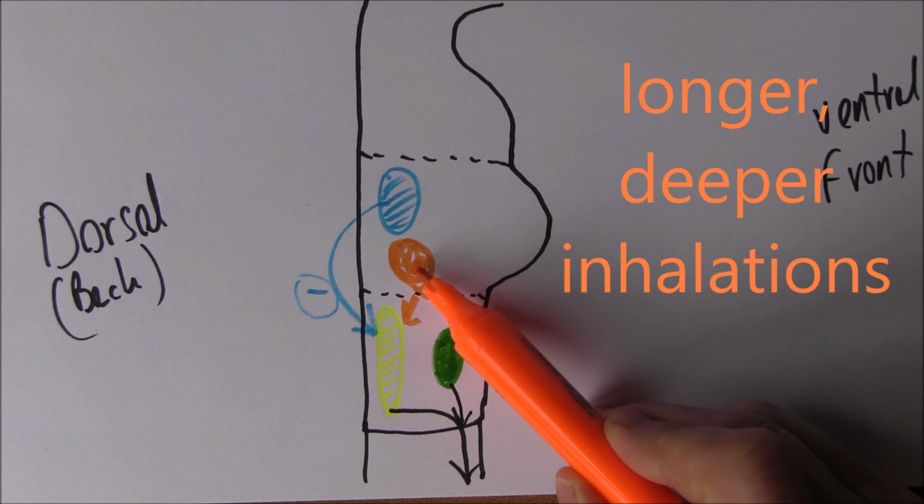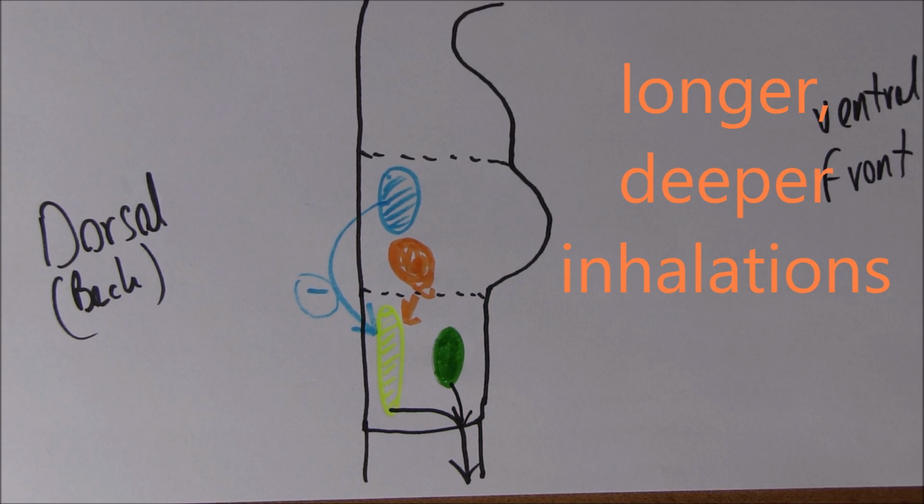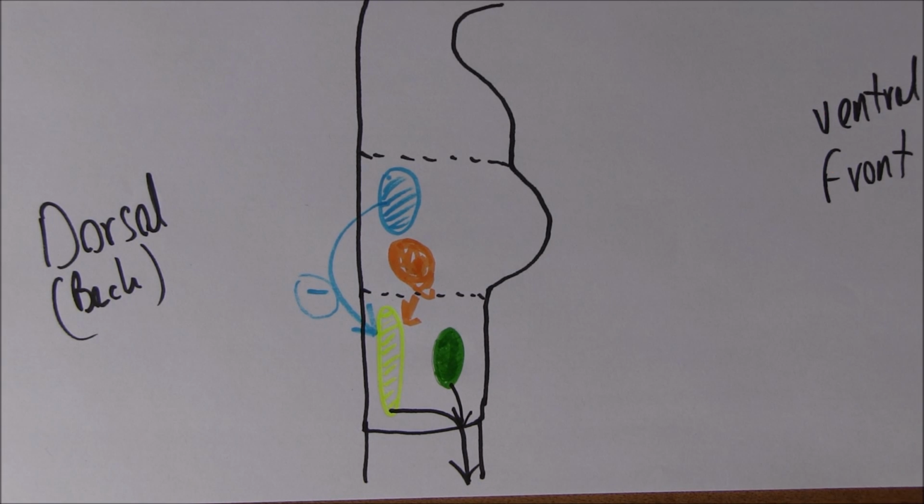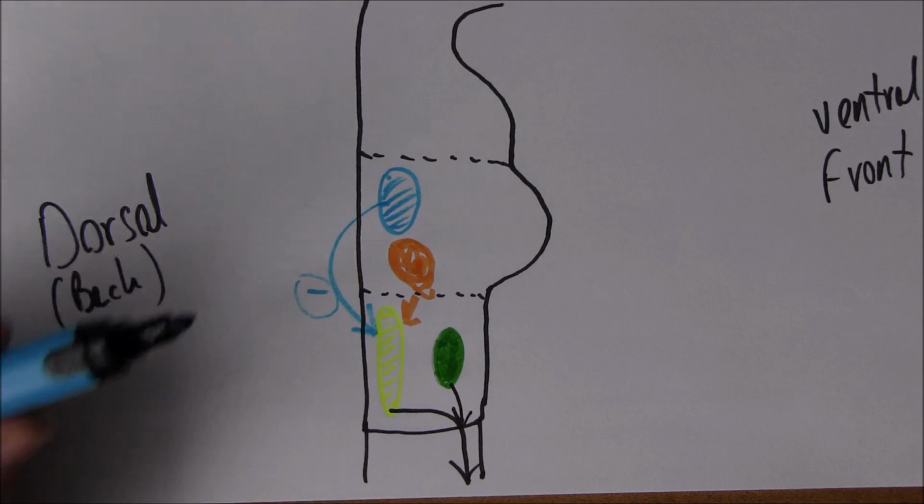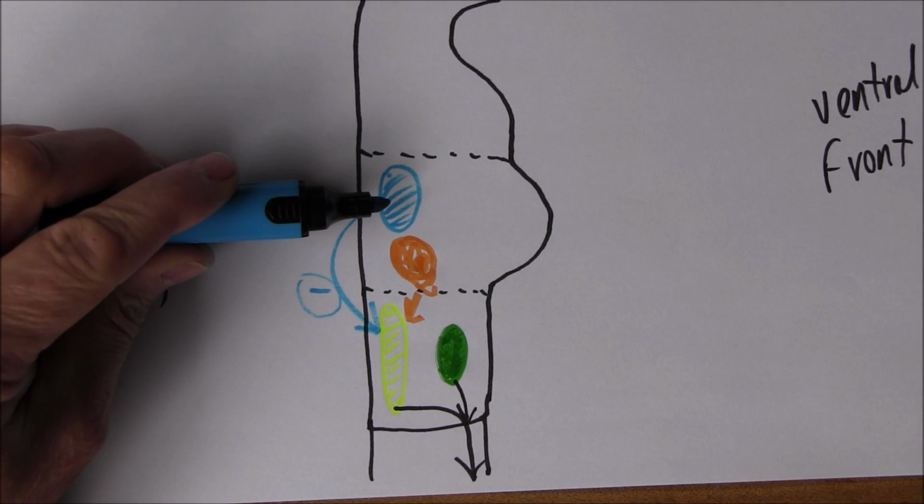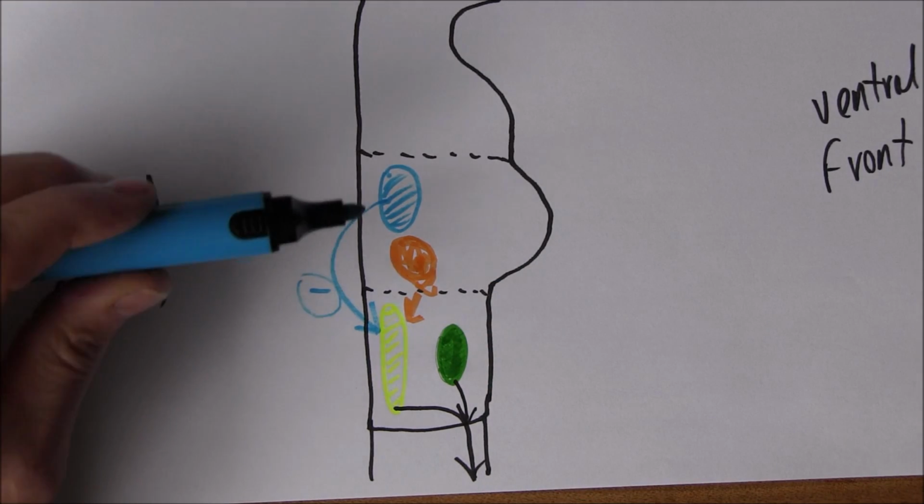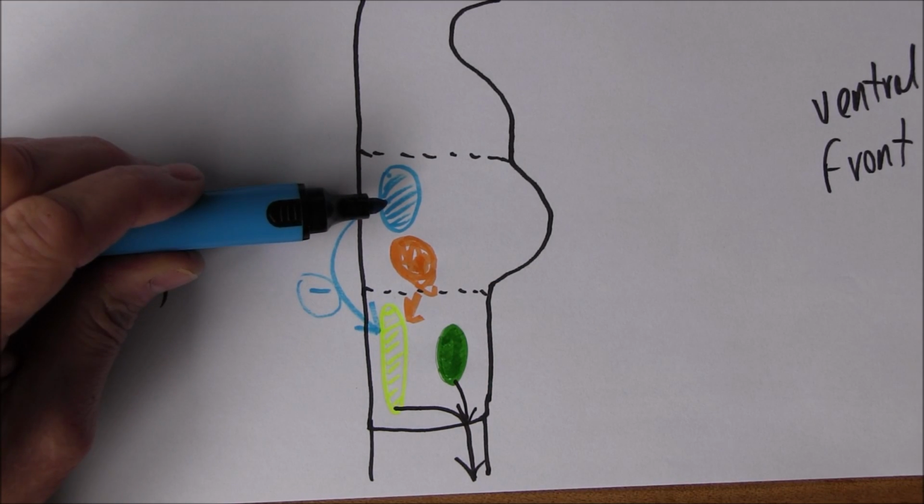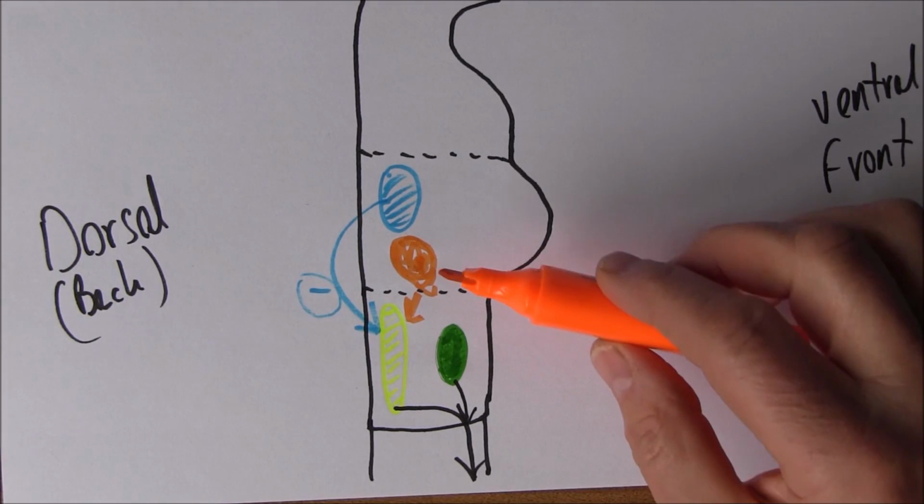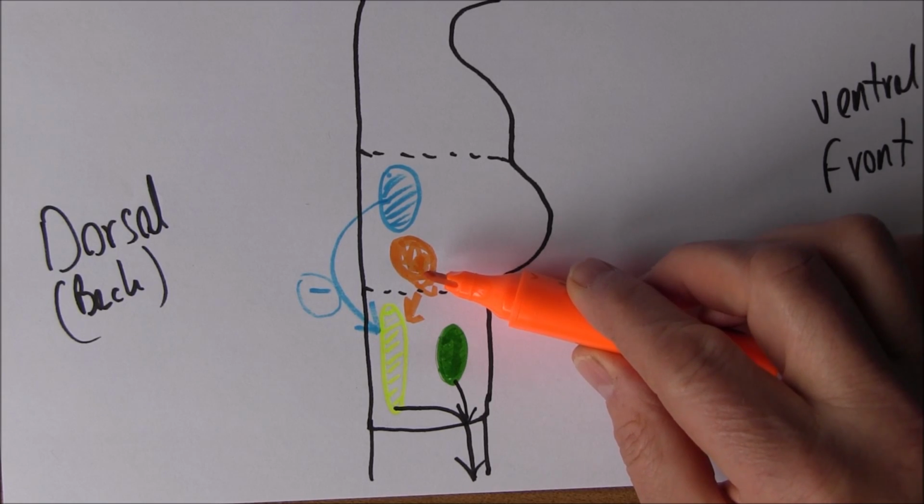So it gives us longer, deeper inspirations. Take longer, deeper breaths of air. So you can kind of see these two balancing out. This one is going to prevent inhalation. This one's going to stimulate it. This one, the pneumotaxic area, is going to make breathing shorter and faster. This one's going to make breathing deeper and longer.